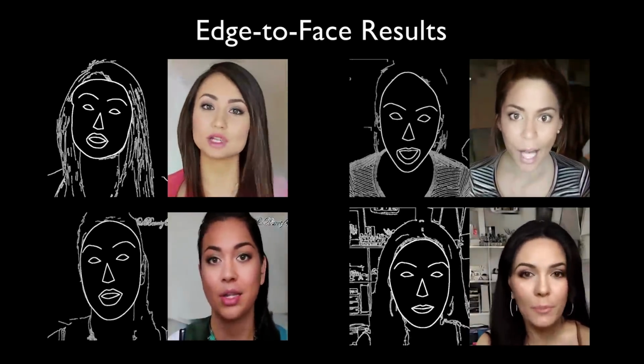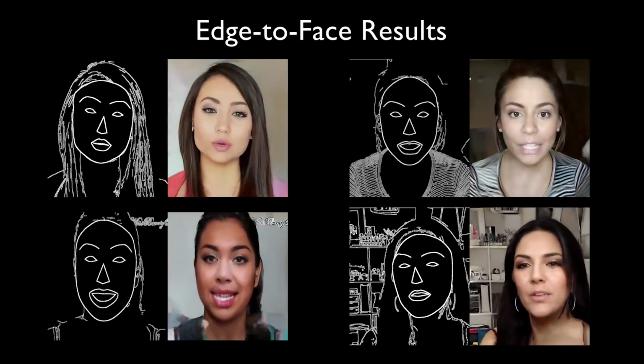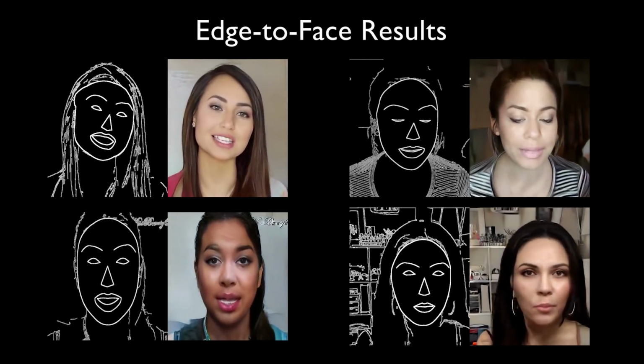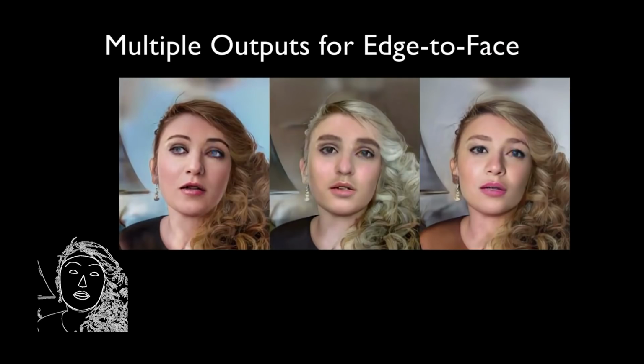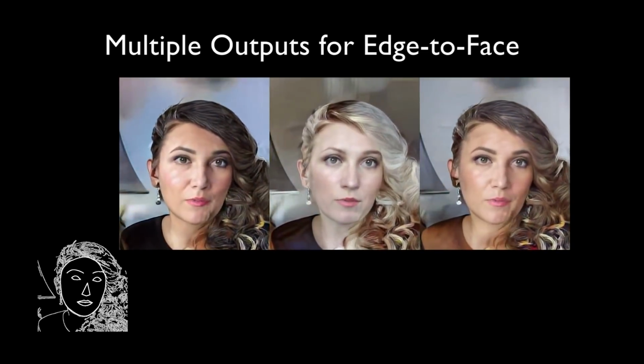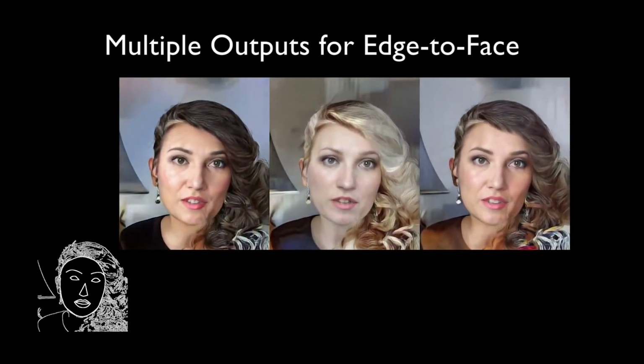For example, our network can transform edge map videos to videos of human faces. Here we show some examples of synthesized people talking. Our network can generate different people speaking given the same input edge maps. Note that the results are temporally consistent from frame to frame.